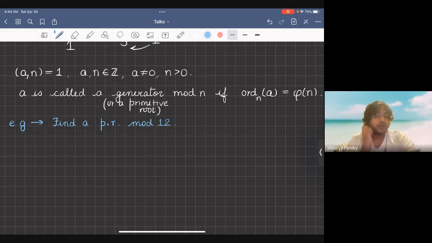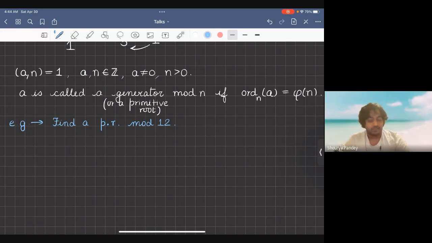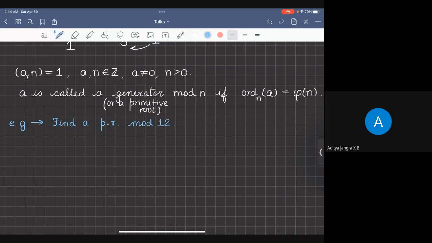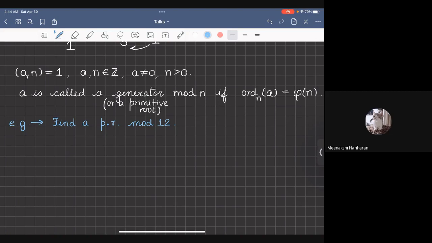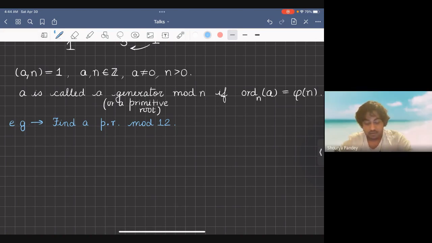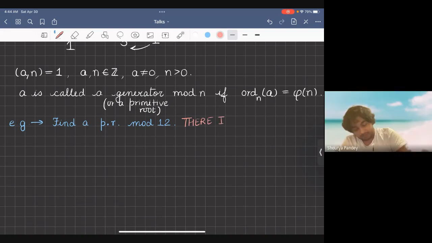Find a primitive root mod 12. Wait, the only co-prime numbers are 1, 5, 7, and 11, right? Yes. I get no. None of them work. Wait, how is that possible? Because 1 squared, 5 squared, 7 squared, and 11 squared are all 1 mod 12. Yes, exactly. There is none.